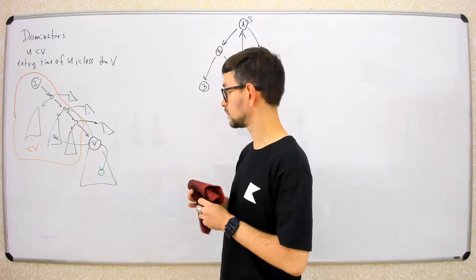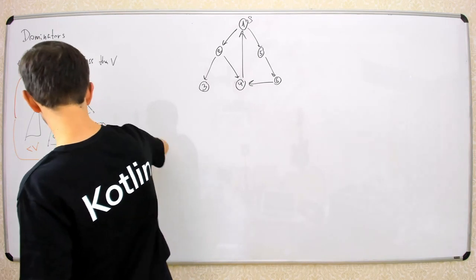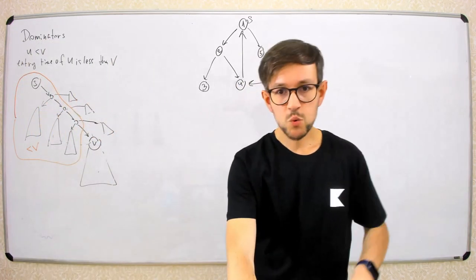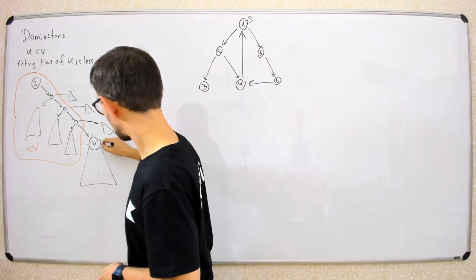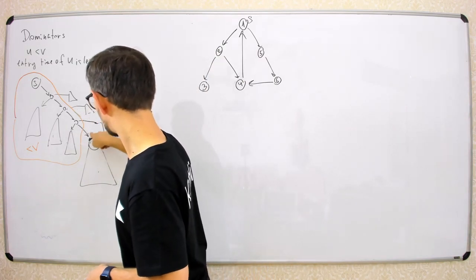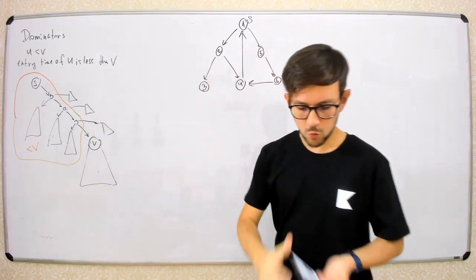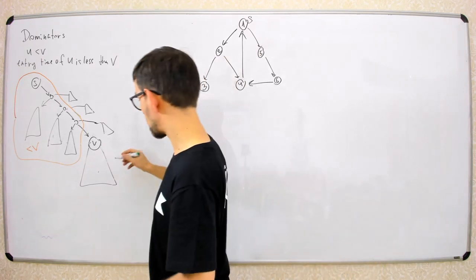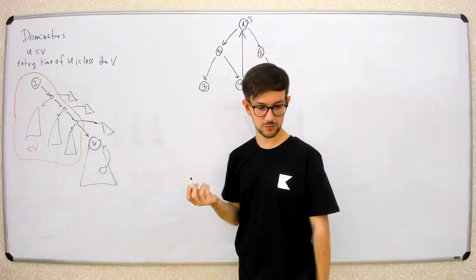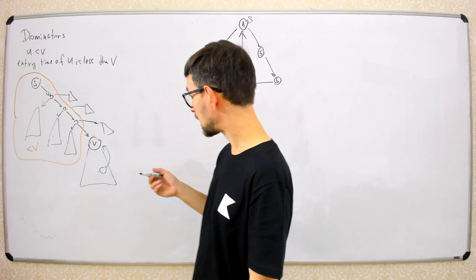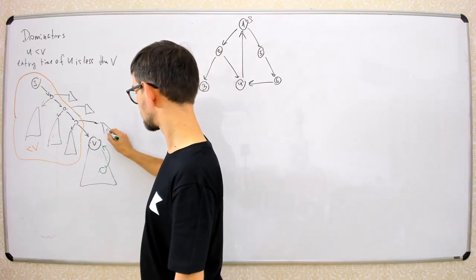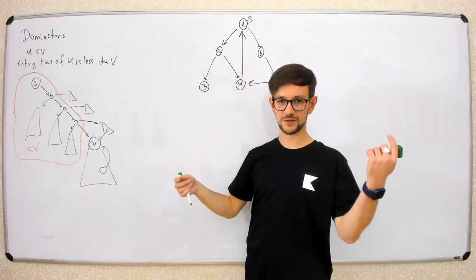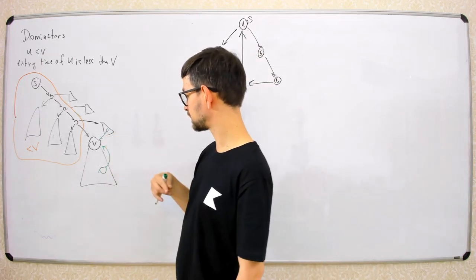On the other hand, let's do it very slowly. If we have some edge going into this node V, from what part of the graph can we have this edge? We may have an edge from this subtree, like this, perfectly legal. We may have an edge from one of these trees, like this, an edge to the left. So this is an edge up, and this is an edge to the left.